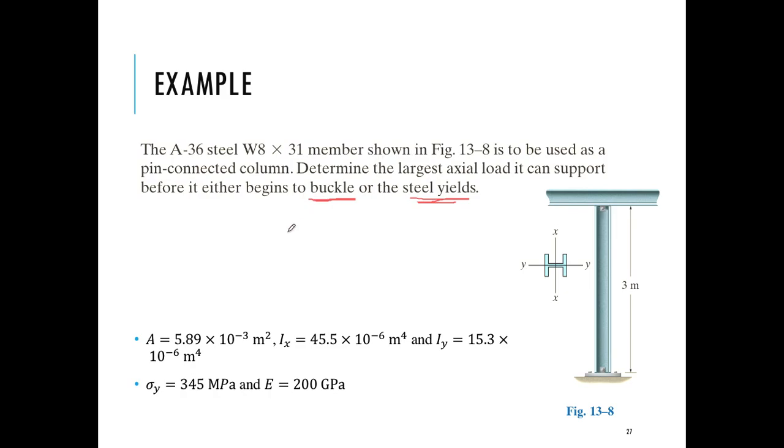So for this problem, then we're given a list of geometric properties, the area of the cross-section, Ix and Iy. All of these three are properties of the cross section, whereas the length of the column is given right here on the diagram.